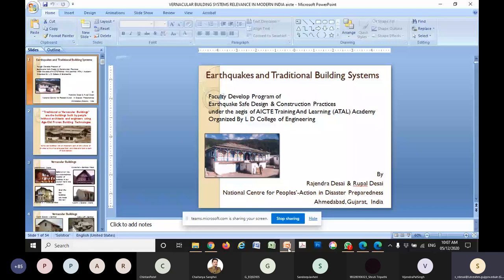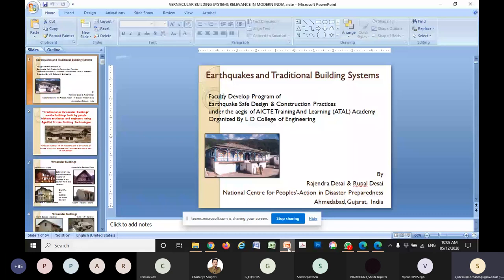And also I want to talk about the wrong impressions that we engineers carry about these buildings. I'm sure my next presentation by Vivek Rawal and Kiran Bhai also will talk about rural housing. So there may be some overlap here and there, but let's begin.